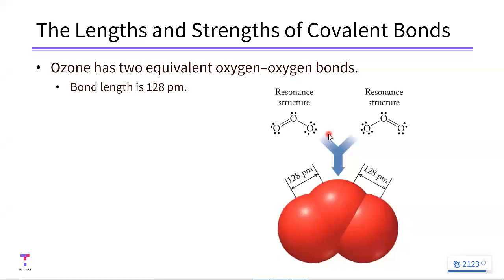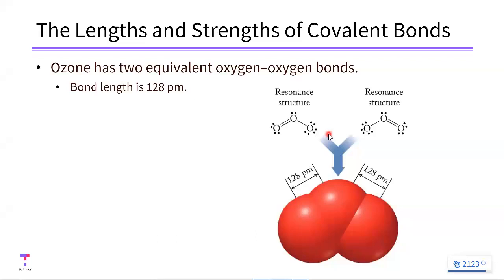And so it naturally follows that if I look at a single bond and compare it to a double bond, the single bond is going to be longer. There's going to be a greater distance between the two nuclei in the single bond compared to the double bond. And if I continue the trend, there'd be a greater distance between the atoms in the double bond compared to a triple bond.